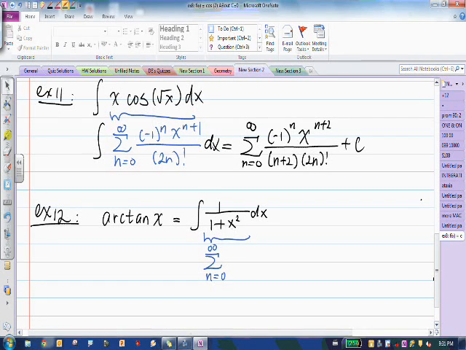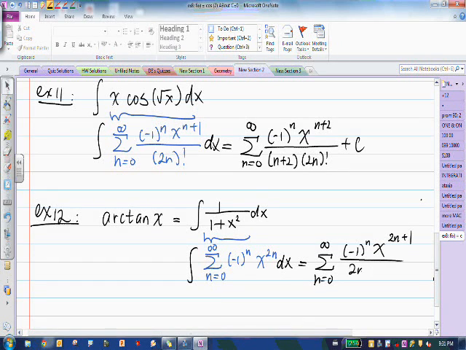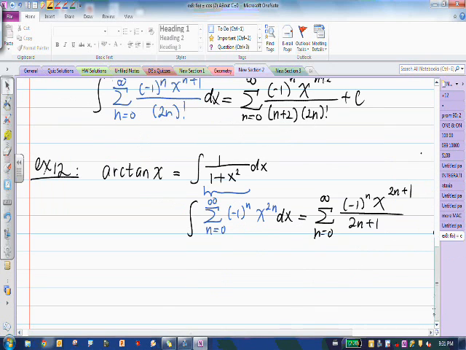If you look back at one of the previous examples, I believe it's example 3 from part 1 of the podcast, we saw that the power series for 1 over 1 plus x squared is negative 1 to the n, x to the 2n. And all we're doing to get the power series for arctan is integrating that. So the power series for arctan, it turns out, is going to be sigma n equals 0 to infinity, negative 1 to the n, x to the, it used to be 2n, but now it's 2n plus 1, all over 2n plus 1.